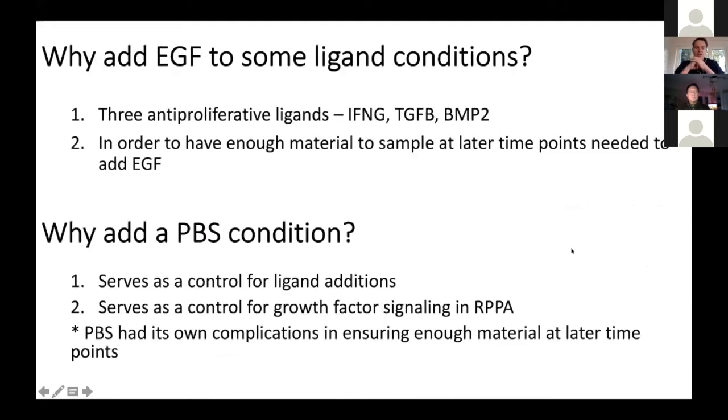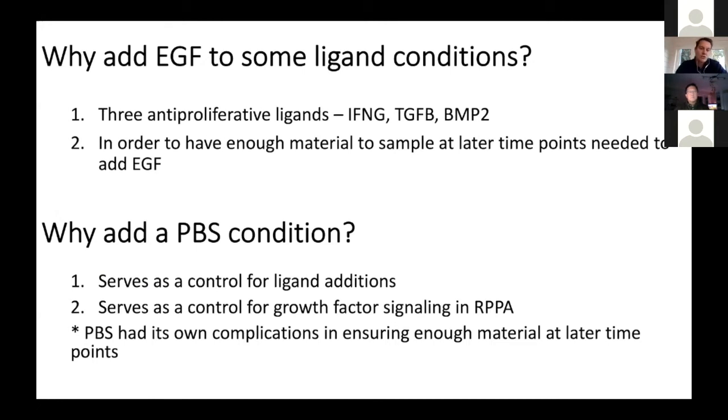One of the things that we had to do is that, of the three ligands that reduced cell numbers, so the antiproliferative ligands, interferon gamma, TGF-beta, and BMP2, we were doing a time course experiment which required us to collect samples over 48 hours. And ideally we would have been able to test these on their own, but in order to collect all the necessary samples, we had to add EGF in order to get a proliferative signal so we have enough material at the end.